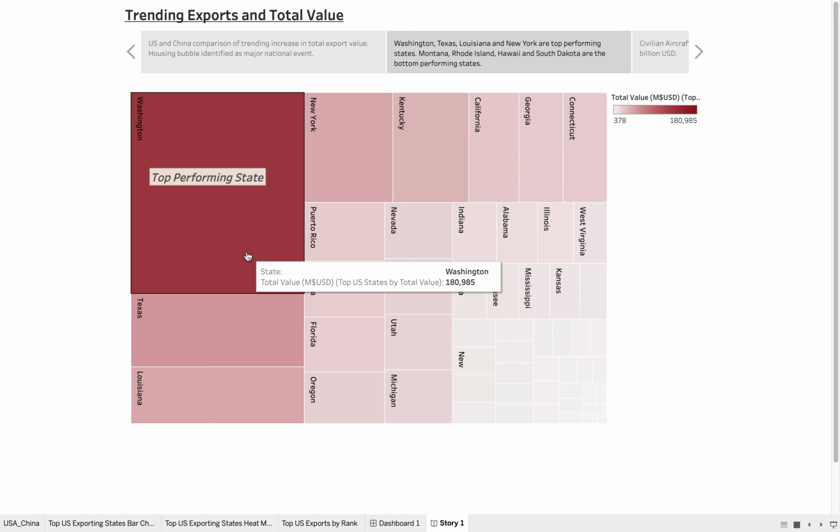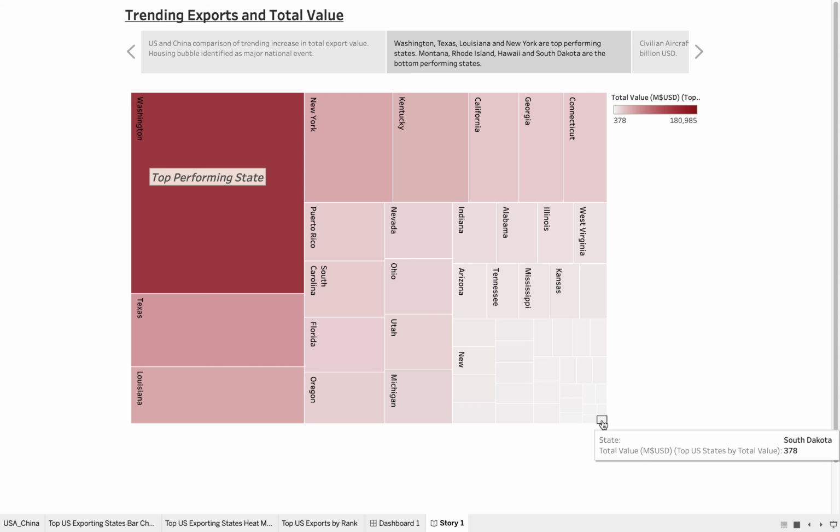Conversely, I wanted to look at some of the lower performing states from a business standpoint. One of the lower performers, South Dakota, was around 378 million. So quite a big difference there. From a majority exporting standpoint, you can see that Washington, Texas, Louisiana, and New York are all coastal states. So it makes sense from an exporting perspective that they would be big producers of materials or oil or fossil fuels.